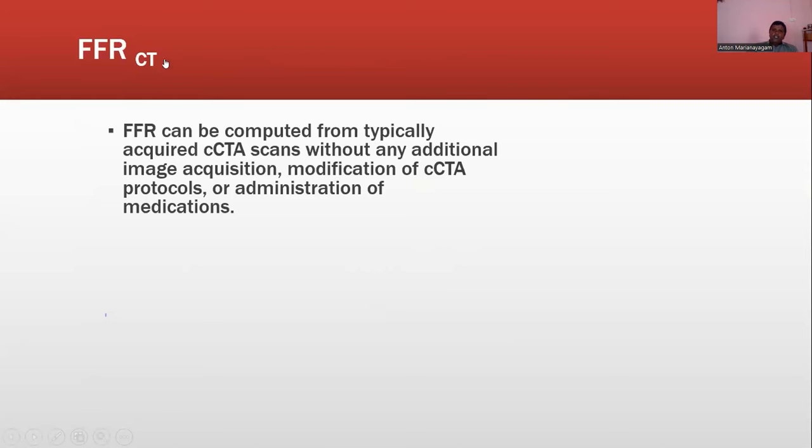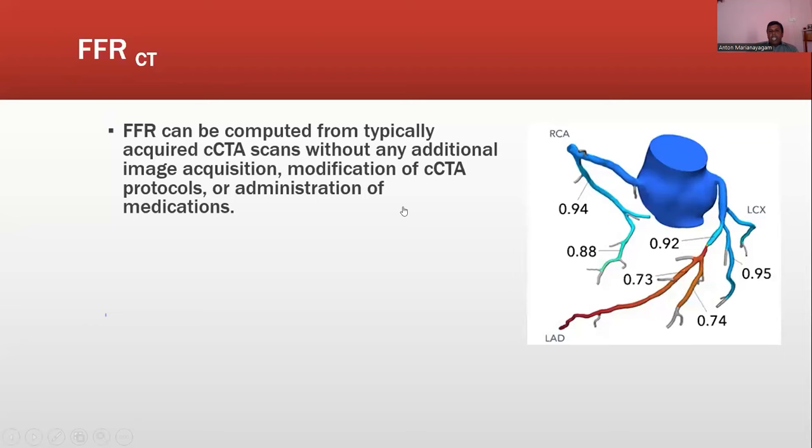The advantage is we don't need to do a separate CT to assess FFR. We can use the CT coronary angiogram raw data to compute it. It is a computation. And the advantage is we don't need to administer adenosine for the CT, because the computer can model the CTCA and simulate the raw data in a way that is equivalent to adenosine administration.